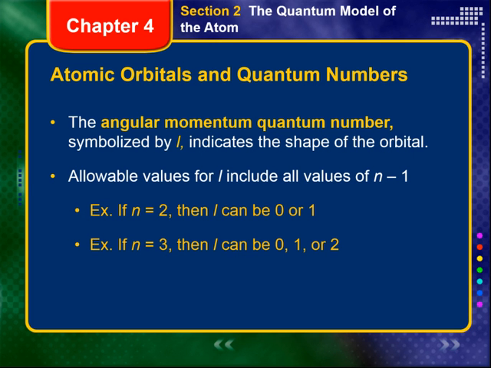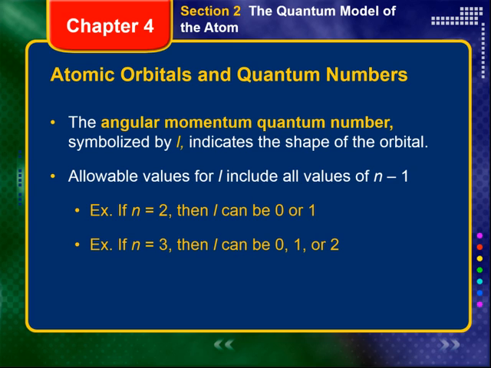The angular momentum quantum number. Except at the first main energy level, orbitals of different shapes, known as sublevels, exist for a given value of n. The angular momentum quantum number, symbolized by L, indicates the shape of the orbital. For a specific main energy level, the number of orbital shapes possible is equal to n. The values of L allowable are 0 and all positive integers less than or equal to n minus 1.